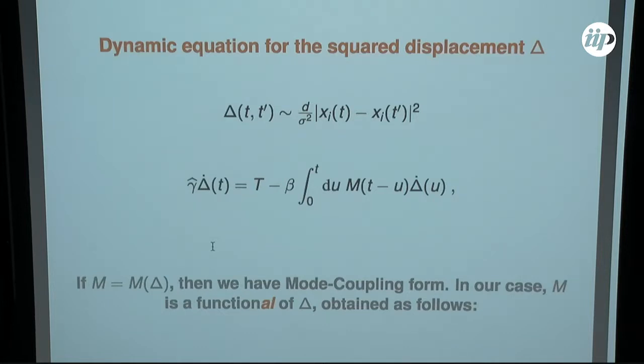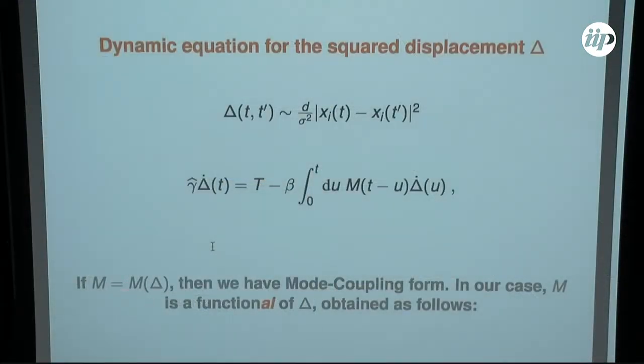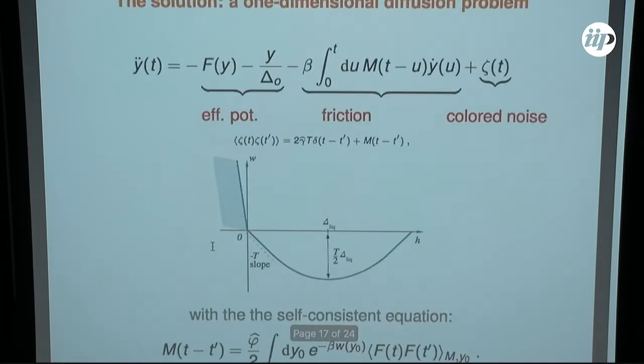So what do we get? Well, we get something that has this form, but M is not a function of delta, it's a functional of delta. It means that it contains integrals all mixed up of deltas in older times. So for example, the convolution of delta of t and delta of t at another time, this is not a simple function. So we get something that resembles mode coupling in the fact that M is given simply by something of delta, but that something is not a simple function, it's a complete mixed up functional. Okay? And now I will tell you what is that functional, but I will do it very quickly.